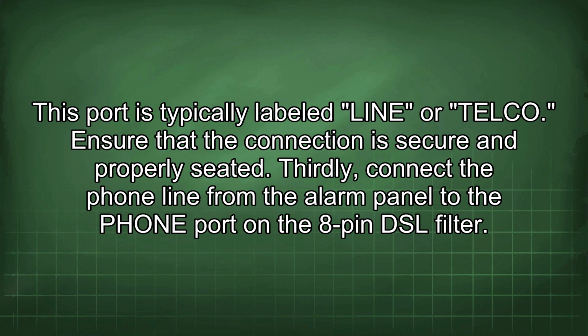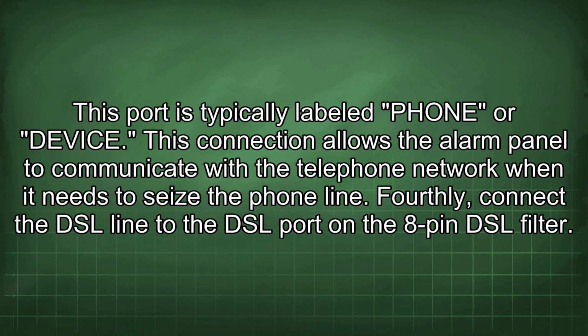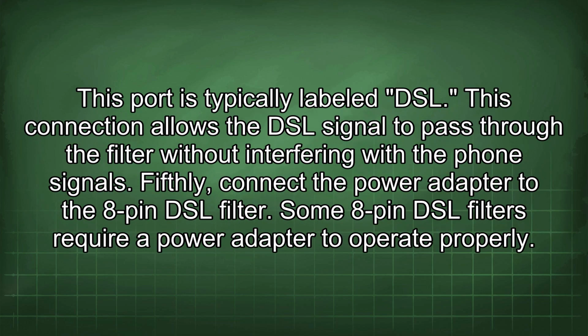Thirdly, connect the phone line from the alarm panel to the phone port on the 8-pin DSL filter. This port is typically labeled phone or device. This connection allows the alarm panel to communicate with the telephone network when it needs to seize the phone line. Fourthly, connect the DSL line to the DSL port on the 8-pin DSL filter. This port is typically labeled DSL. This connection allows the DSL signal to pass through the filter without interfering with the phone signals. Fifthly, connect the power adapter to the 8-pin DSL filter.